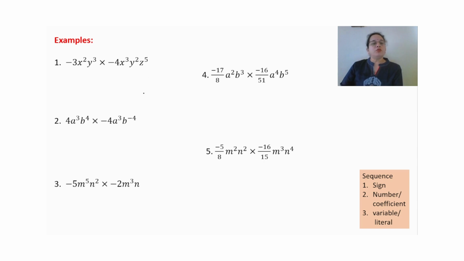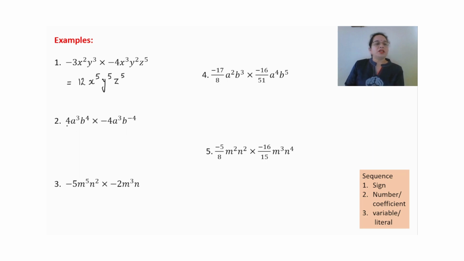Now we will solve a few more examples for multiplication of monomial with monomial. So now directly I am trying to write down the answer over here. So total number of negative signs are 2. 2 is an even number. Answer will be positive. 3 4s are 12. Base x raised to the power 2 plus 3 will give you 5. y raised to the power 3 plus 2 will give you 5. And z is only raised to the power 5. So this is the answer.